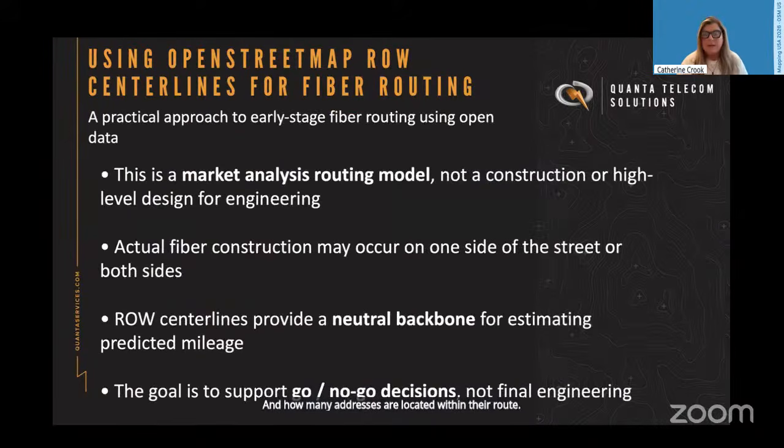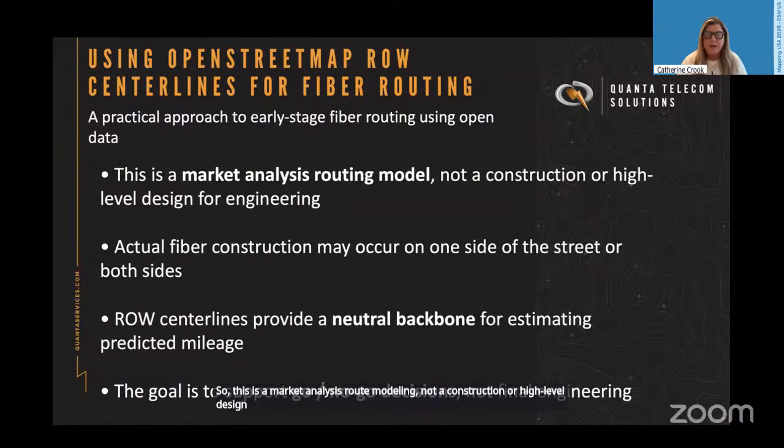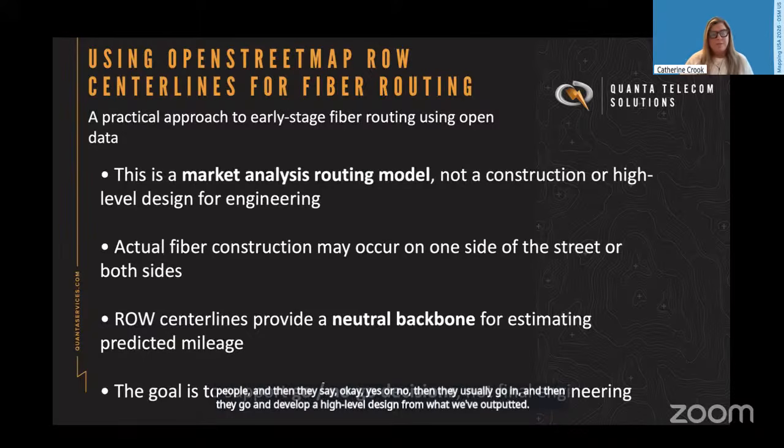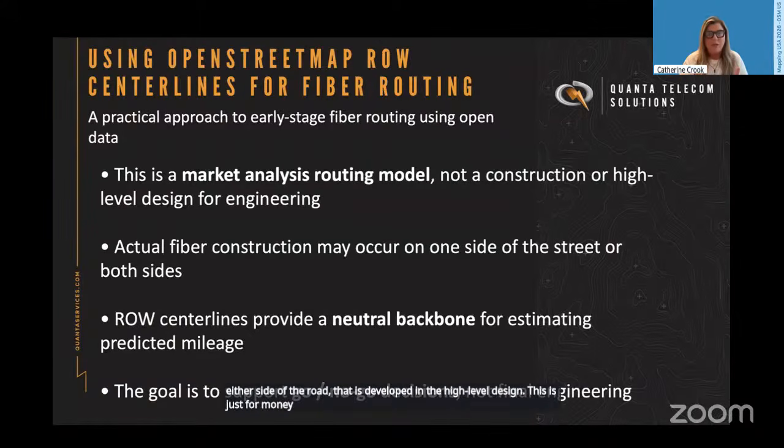So this is a market analysis route modeling, not a construction or high level design for engineering. We pass this on to the investors and the money people, and then they say, okay, yes or no. Then they usually develop a high level design from what we've outputted. Actual fiber construction may occur on one side of the street or the other. So we use the center line of OpenStreetMaps, even though fiber will be built on either side of the road. That is developed in the high level design. This is just for money purposes only. We're trying to give them the ROI on this fiber build.